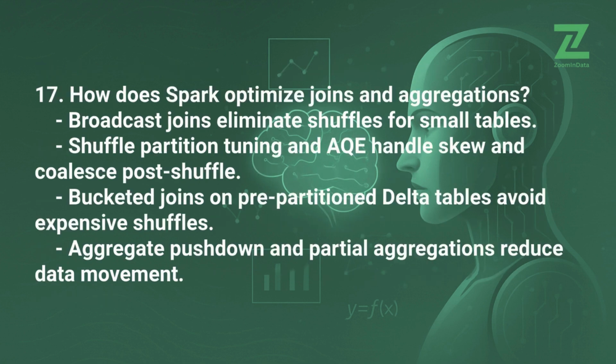17. How does Spark optimize joins and aggregations? Broadcast joins eliminate shuffles for small tables. Shuffle partition tuning and AQE handle skew and coalesce post-shuffle. Bucketed joins on pre-partitioned Delta tables avoid expensive shuffles. Aggregate pushdown and partial aggregations reduce data movement.